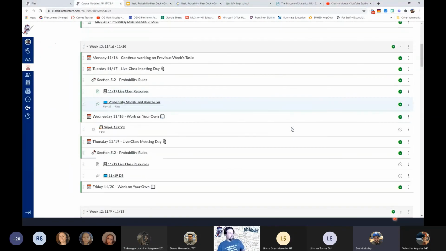So a quick look at Canvas. Here is week 13. We're in Tuesday. We just went over part of section 5.2. We'll finish 5.2 on Thursday, looking at probability rules. The live class resources will be updated with everything we did today and the video recording. And then the discussion board for today will be probability models and basic rules.